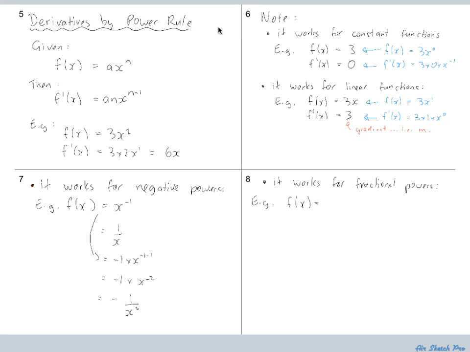So if we have f of x equals the square root of x cubed, let's just say that's our function, it's still a power function. And the reason why is because f of x equals the square root of x cubed can be written as x to the power of 3 over 2. Okay?